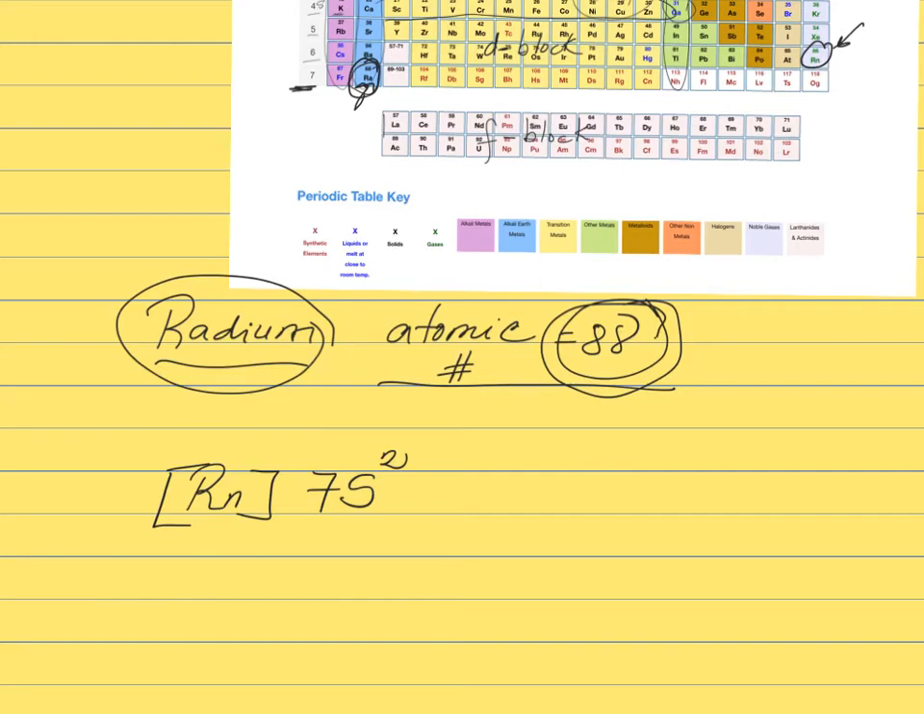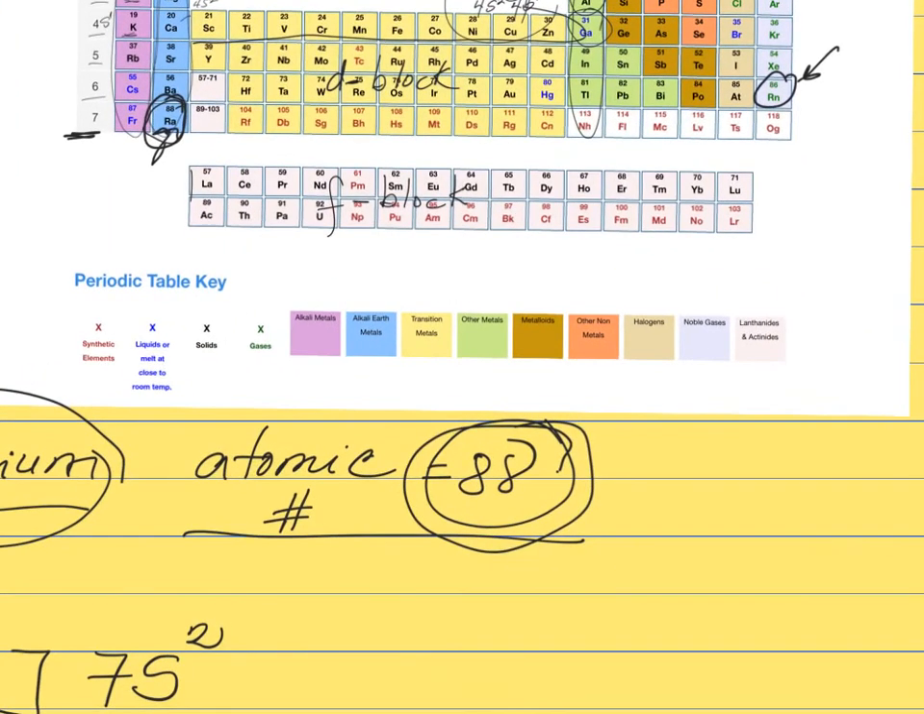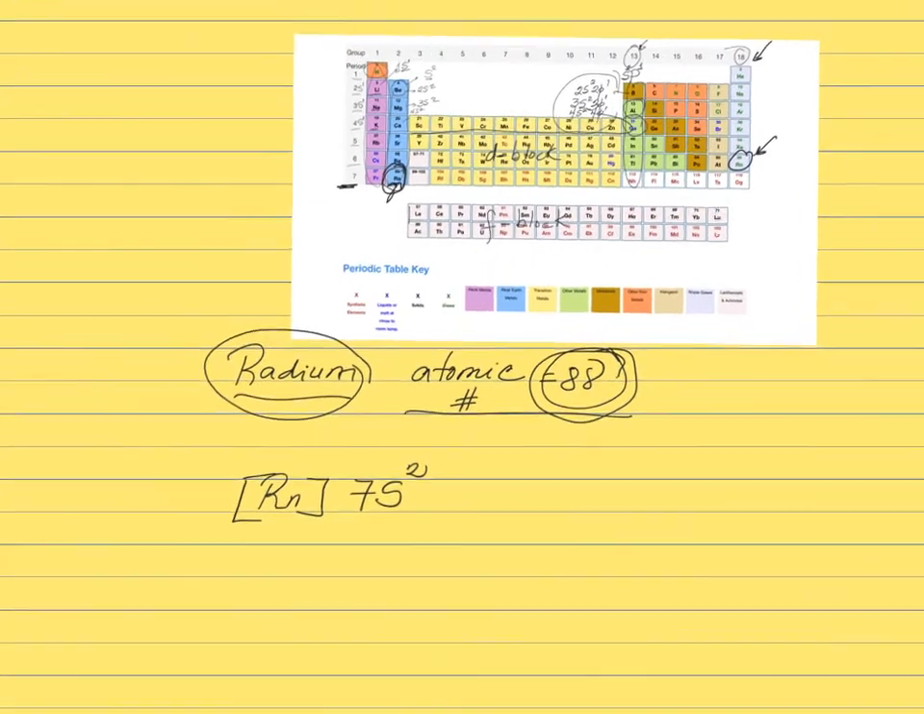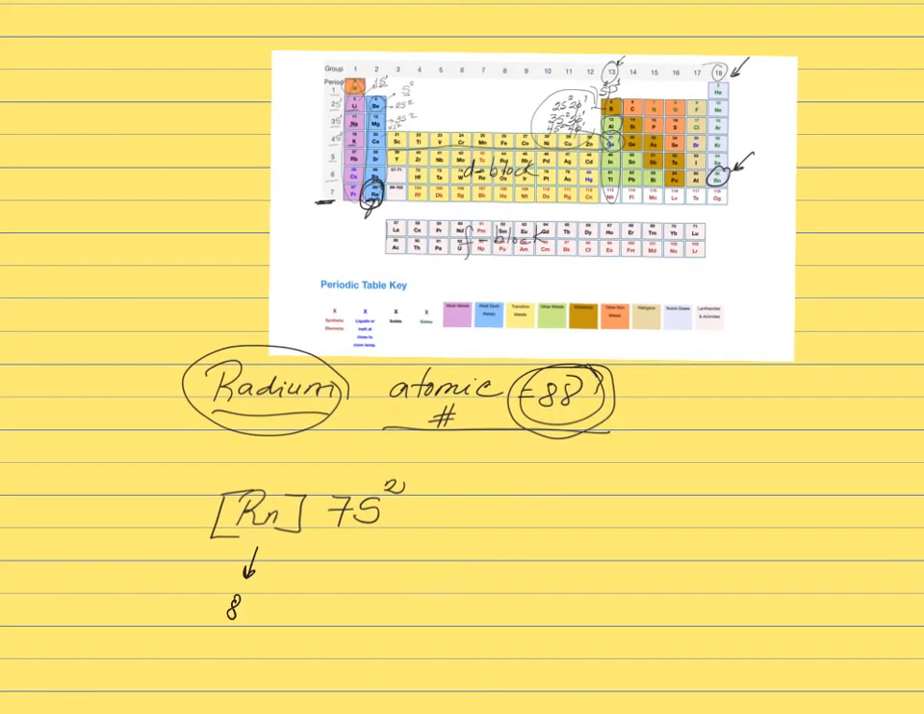You want to check that your work is correct. Look at the atomic number of radium. Radium's atomic number is 88. The atomic number 86 plus the 2 that I have over here is 88, which is the atomic number of radium. And you're done. See? Simple.